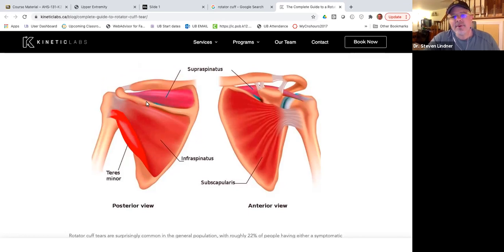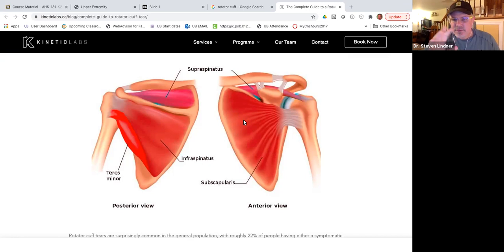When we look at the posterior view, we know we're looking at the posterior because we see the spine of the scapula. Above the spine of the scapula was a fossa called the supraspinous fossa. Below it was the infraspinous fossa. And on the anterior scapula was the subscapular fossa.